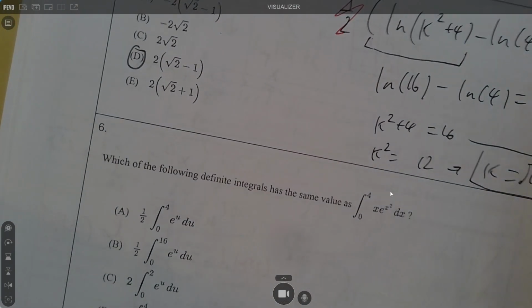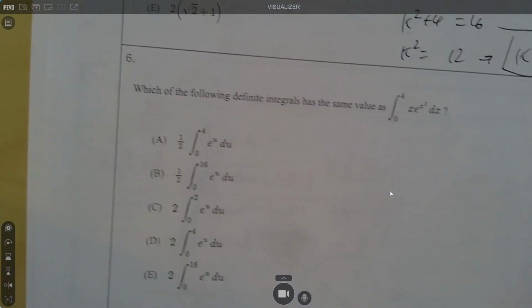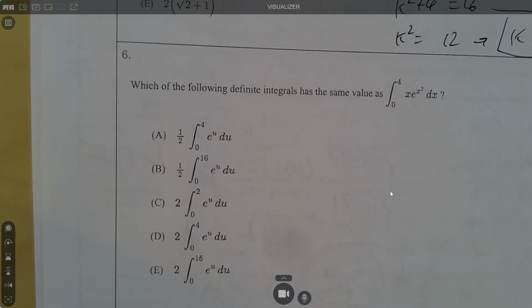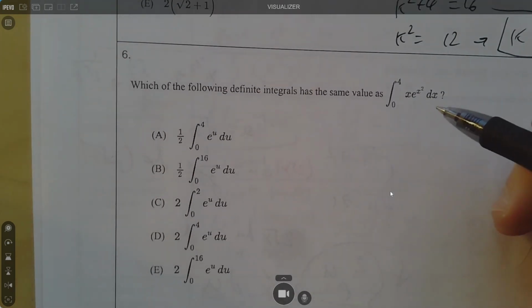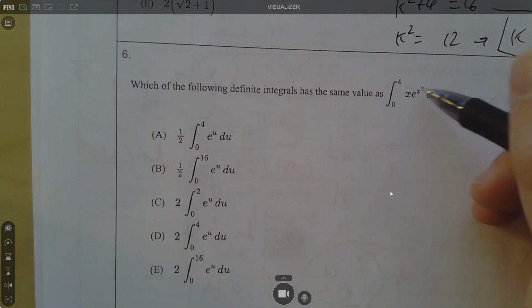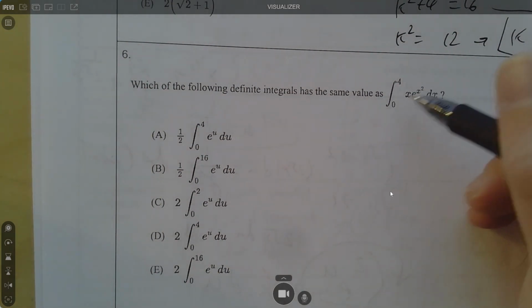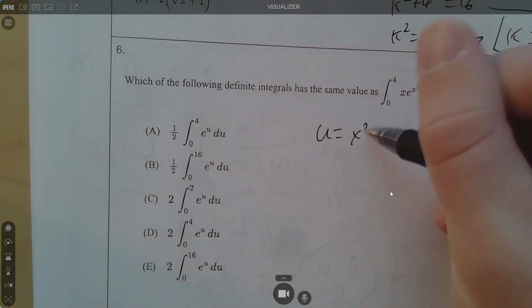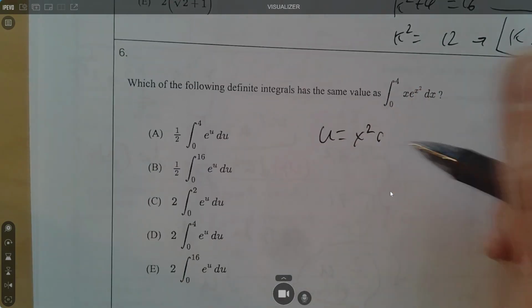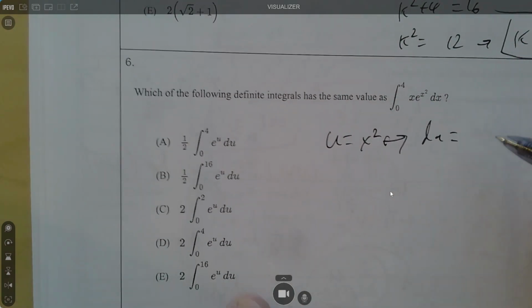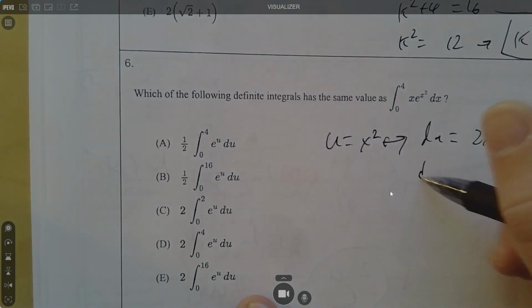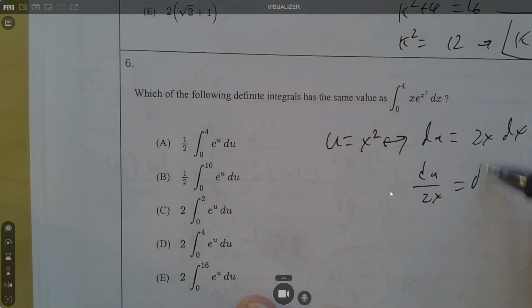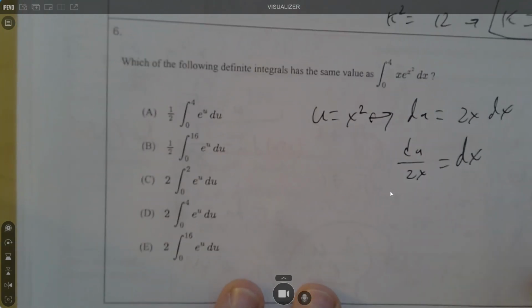Which of the following integrals has the same value as integral 0 to 4 x e to the x squared dx? Okay, so we're going to choose a u here. The u that we're going to choose is actually going to be x squared, because the derivative of x squared is x, so I want to choose that one. Okay, so u equals x squared, and then we'll take the derivative, du equals 2x dx, du over 2x equals dx. Okay, then we plug it in.